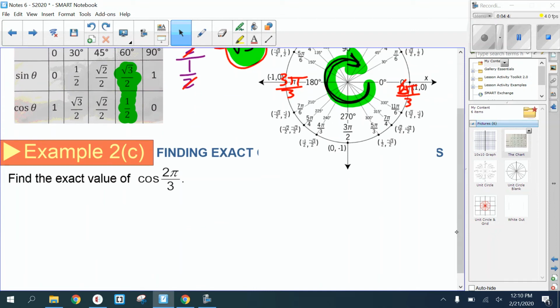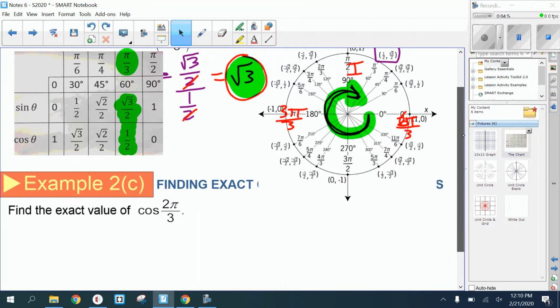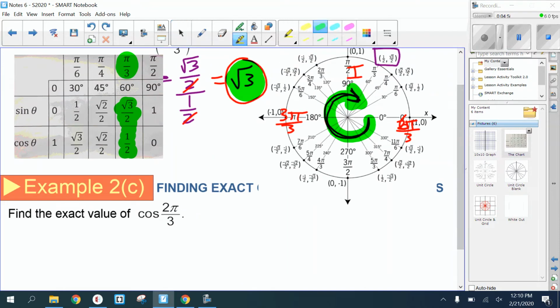To C, find the exact value of cosine 2 pi over 3. So using the circle, it's easy. Find 2 pi over 3. And cosine is the x coordinate, so that's -1/2. If you were going to use the chart, you would know it's a pi over 3, you would know it's a cosine, so there's your 1/2, but you would just have to figure out where it is.